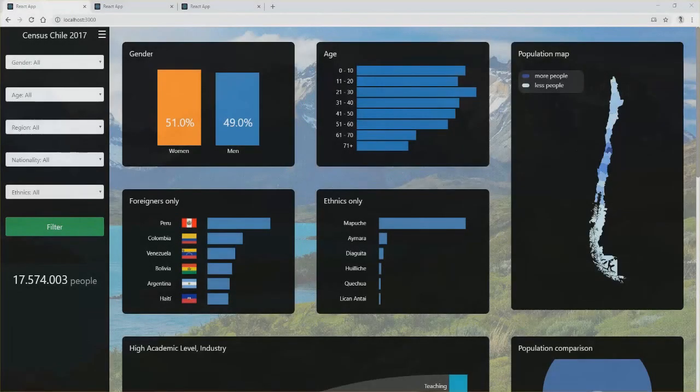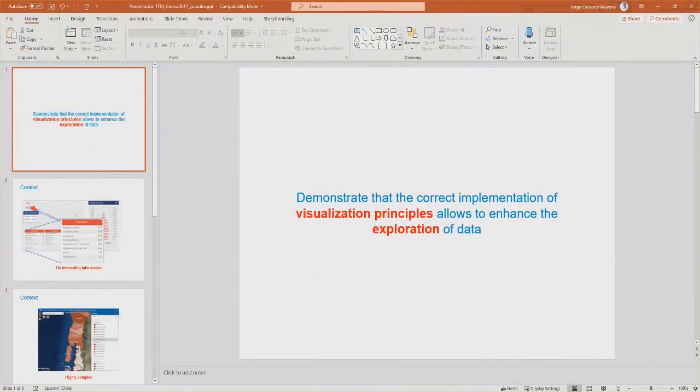Hello, I am going to show you this software called Census Chile 2017, that I have to build as final work for my master degree in big data. And the purpose of this software is to demonstrate that the correct implementation of visualization principles allows to enhance the exploration of the data. In this case, census data.